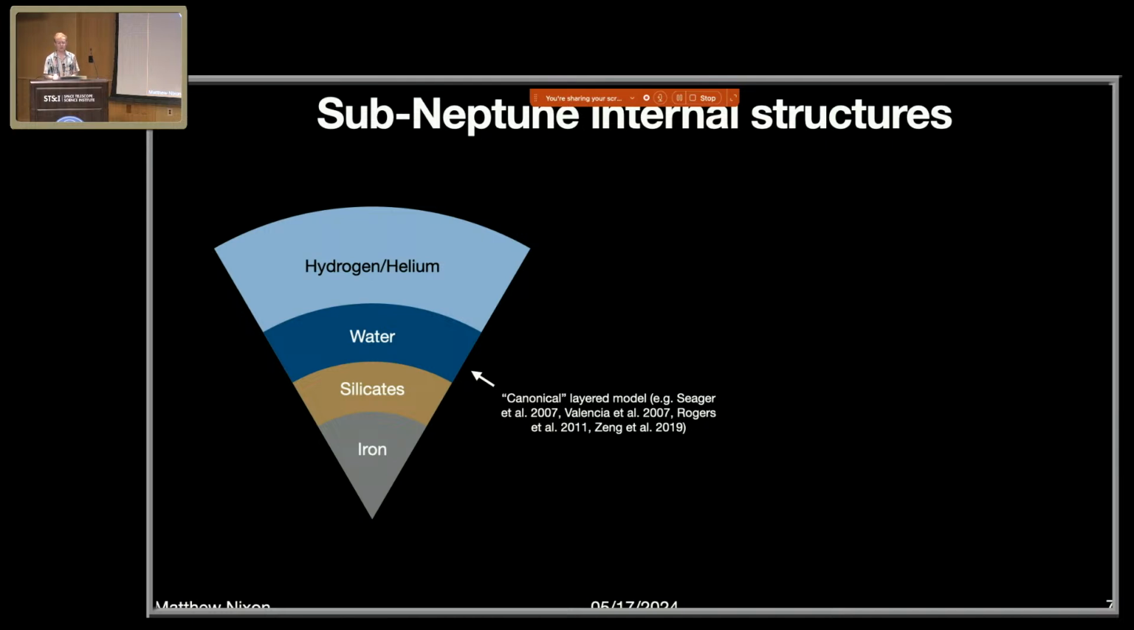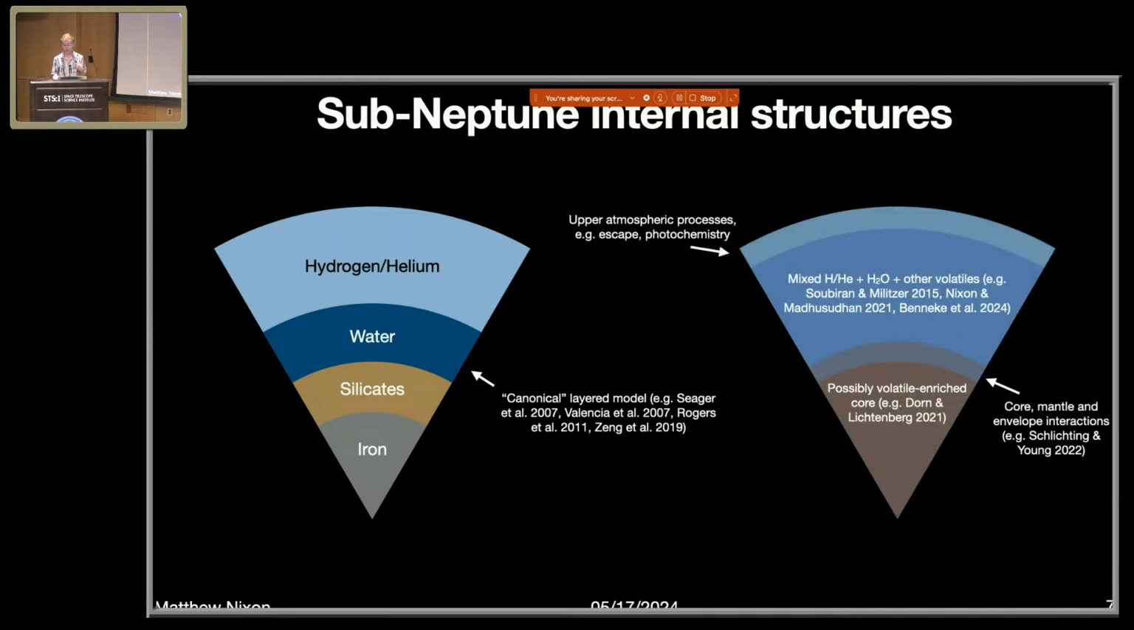That's often been used to model sub-Neptune interiors, this kind of layered model, where you have an iron core, silicate mantle on top of that, some kind of water layer on top again, and you have some hydrogen and helium envelope. This has been used in the past to model sub-Neptune interiors, but we know that in reality it's not particularly realistic.